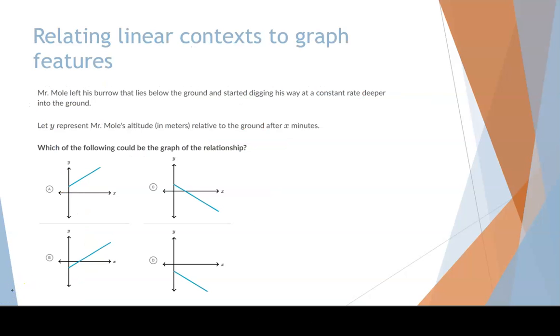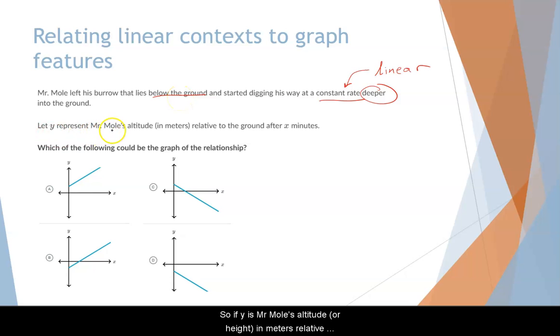Let's do another problem. Mr. Mole left his burrow that lies below the ground and started digging his way at a constant rate deeper into the ground. So that tells me, that constant rate tells me this is going to be linear. And I see that he's going deeper. So that means my slope is going to be negative. I also know that he started below the ground. So the y-intercept is also going to be negative.